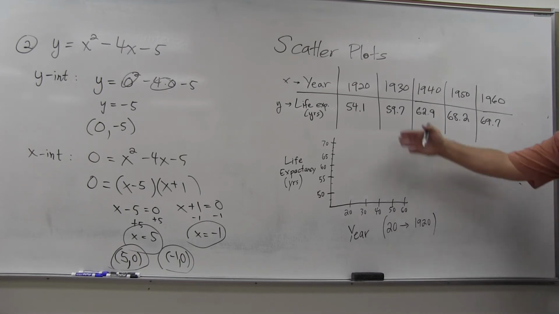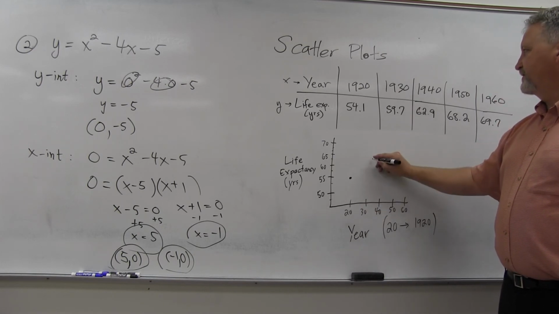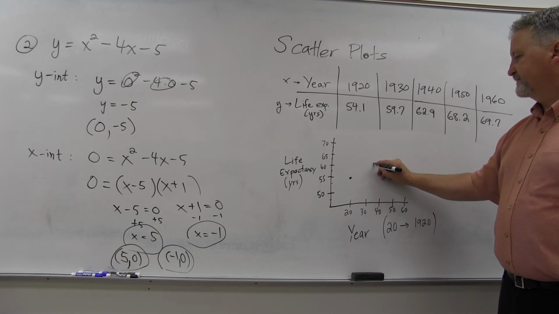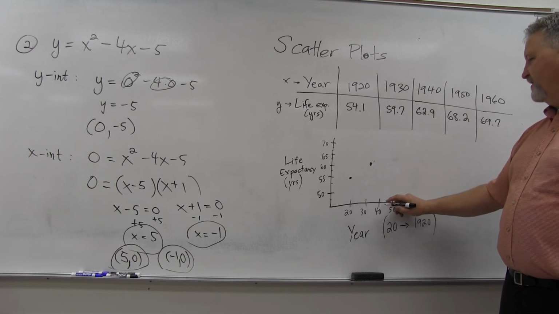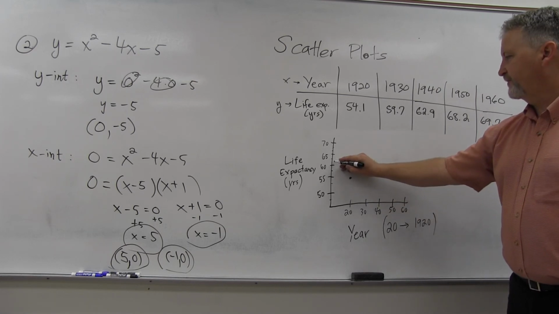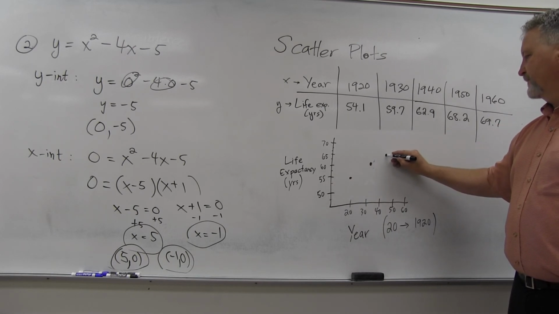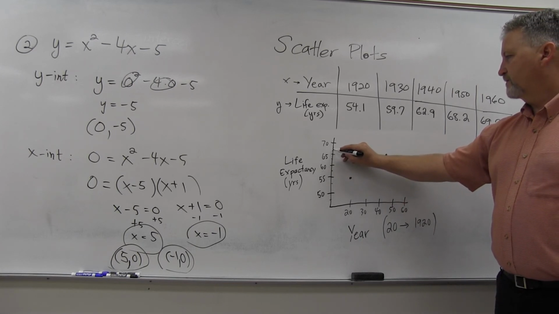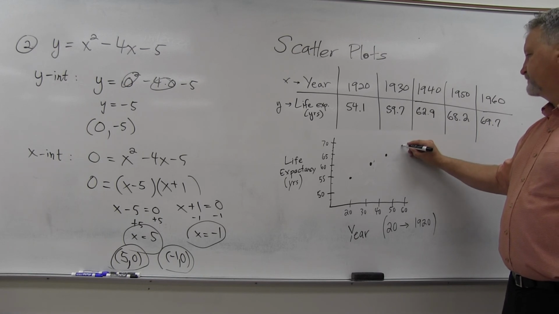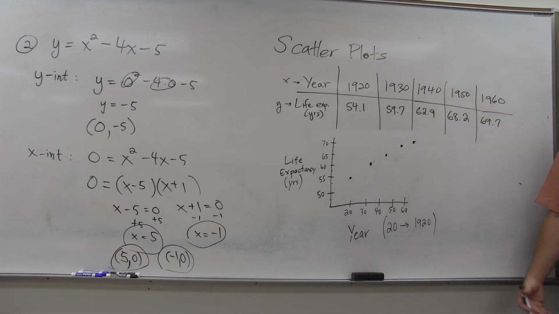And then it's just plotting the data. We've got 20 is 54.1, and 30 is 59.7. Yours probably looks better since you've got the grid there. 40 is 62.9, so let's say it's about right there. And 50 is 68.2, right there. And that's almost 70 for 60. So yeah, that's your scatter plot, just plotting those points.